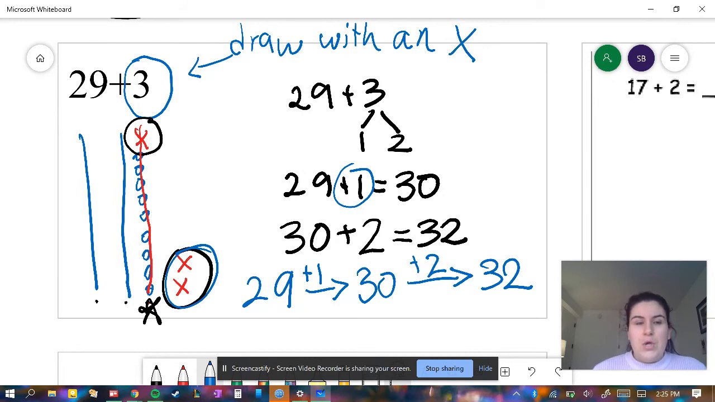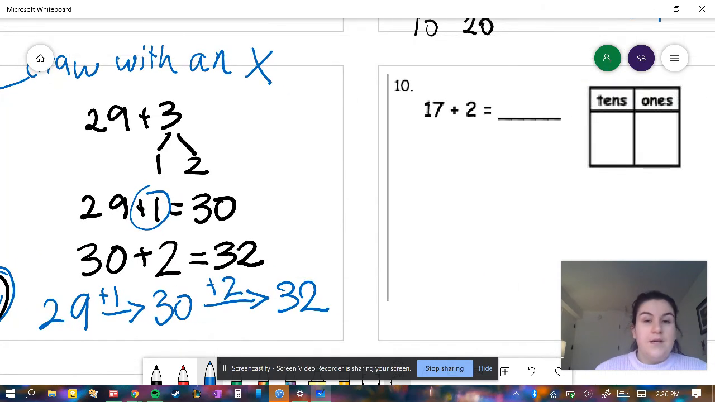Awesome job. We're bundling these ones together and making a 10 because that makes it more efficient for us to count the total number. Watch how fast I can do this. 10, 20, 30. I see 2. 30 plus 2 is 32. You could do it just as fast as me because you guys are such masters of counting by tens.